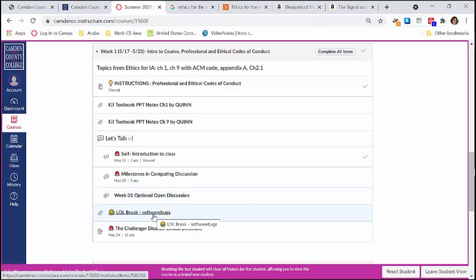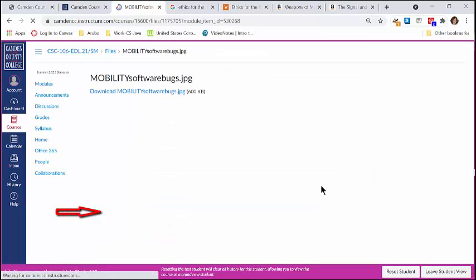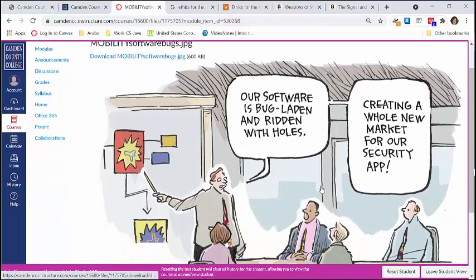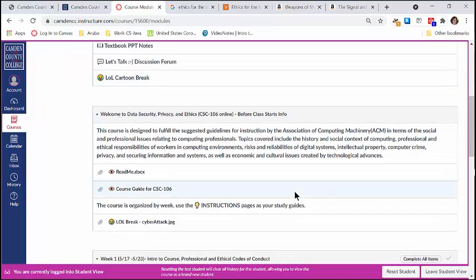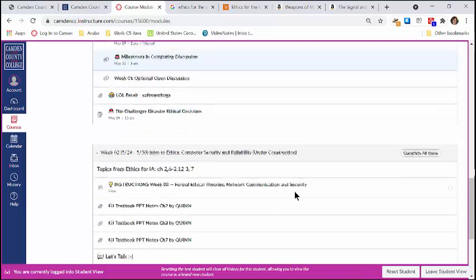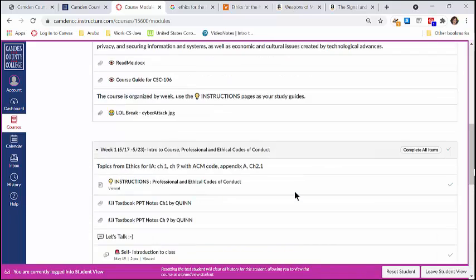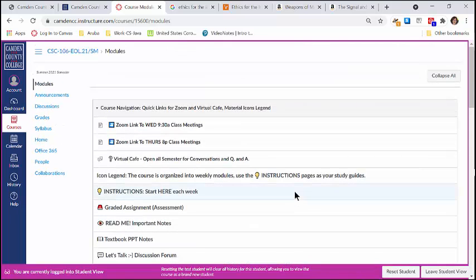Each week there will be a cartoon. Let's take a look at cartoon 1. Alright, well, I hope this helps you regarding navigating our website. Weeks 1 and 2 are set up. I will be populating the next couple weeks, probably have most of it all done and ready to go for day 1 of the class.